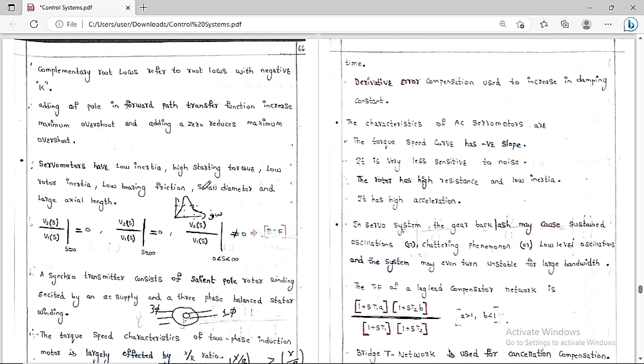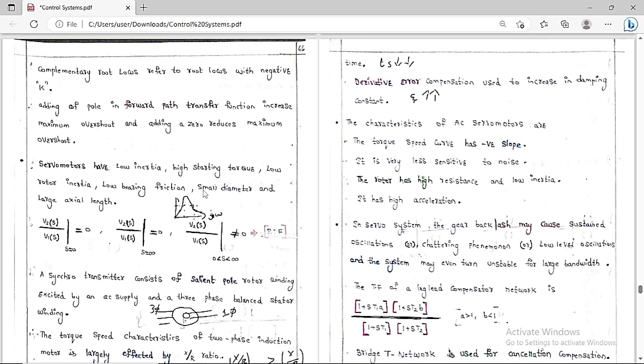Derivative error compensation is used for increasing the damping constant. So listen carefully. Derivative output compensation is used to reduce the settling time, whereas derivative error compensation is used to increase the damping ratio, meaning the damping constant beta increases. So these things you always have to keep in mind.